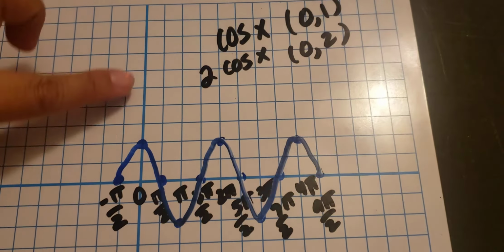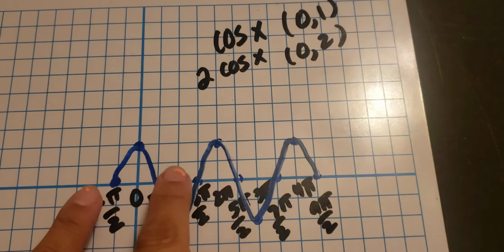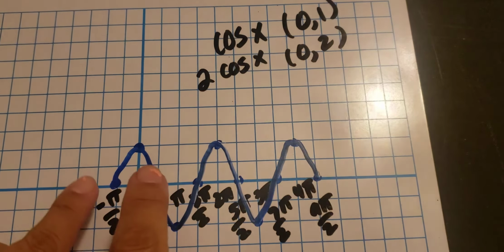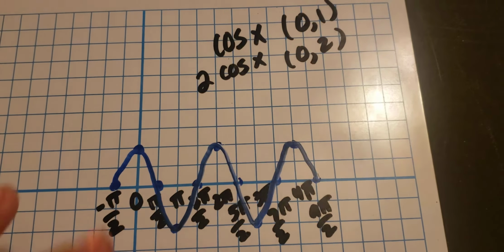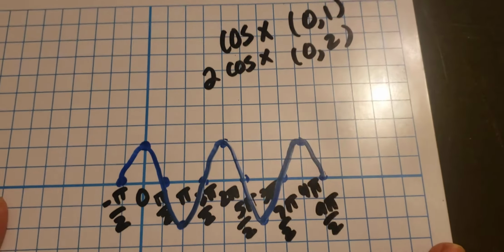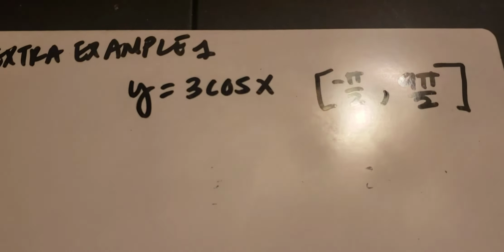And remember, cosine is always an even function. So on the left side and right side, they should be symmetrical. And that's pretty much it, guys. It's pretty basic. But I'm going to show you one more before I give you one to try on your own. So let's go to the next one.